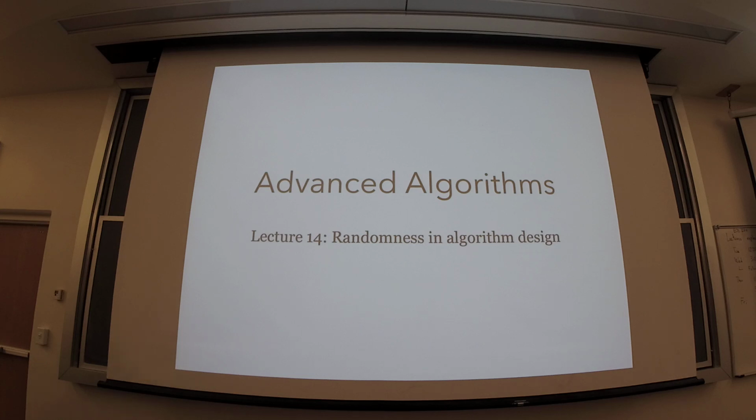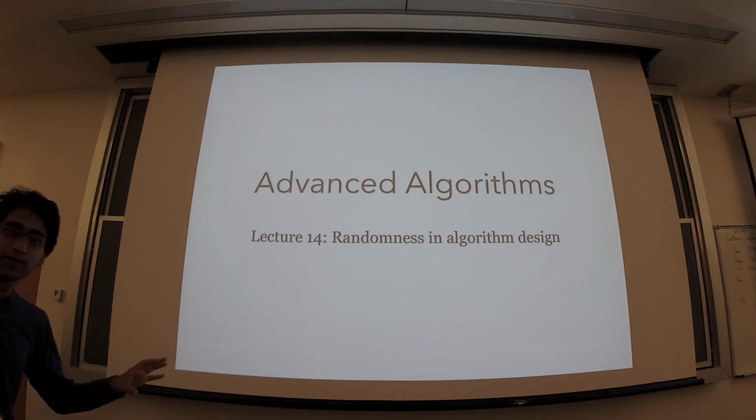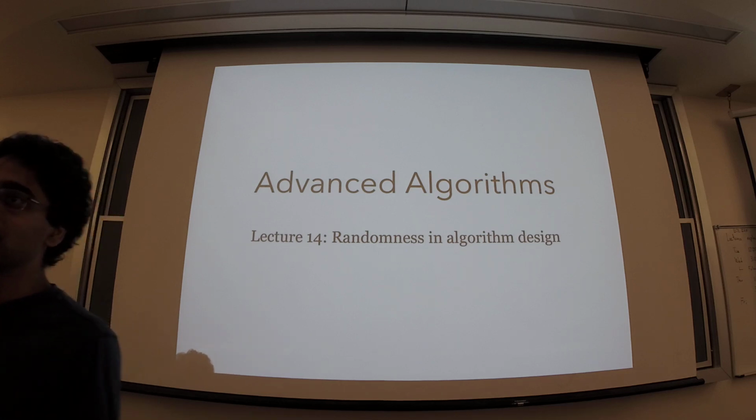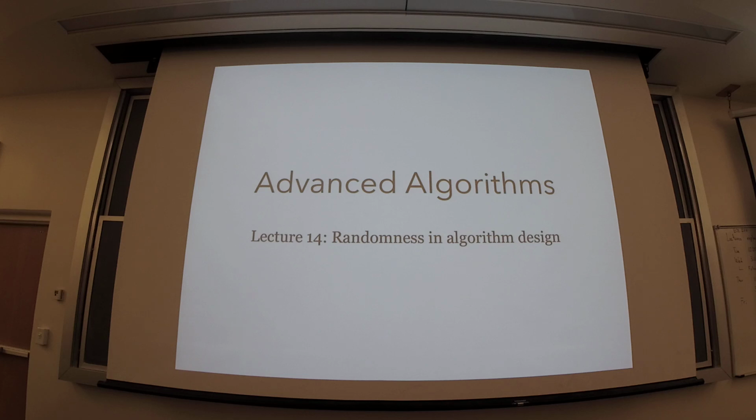Alright, so what are we going to do today? So today we'll start, in some sense, the next part of the course, which is, we've done a little bit about basic paradigms, and we've done a little bit about graph algorithms. So now we'll see a few more, somewhat basic, but a little more advanced paradigms. Okay, and one of them will be randomness in algorithm design.